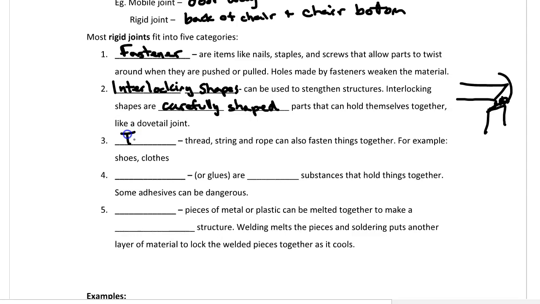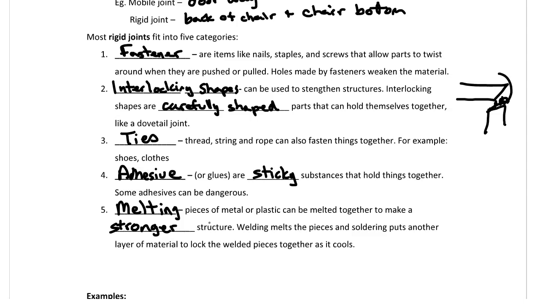We can also use ties, such as thread, string, or rope, to put things together. Another one is an adhesive, which is a glue or sticky substance, right? So that could include things such as tape and whatnot. And lastly, we could actually even melt the joints together, melting the pieces together. These will make for a much stronger structure, a more permanent structure, but typically it's also a little bit more difficult and requires a little bit more skill.